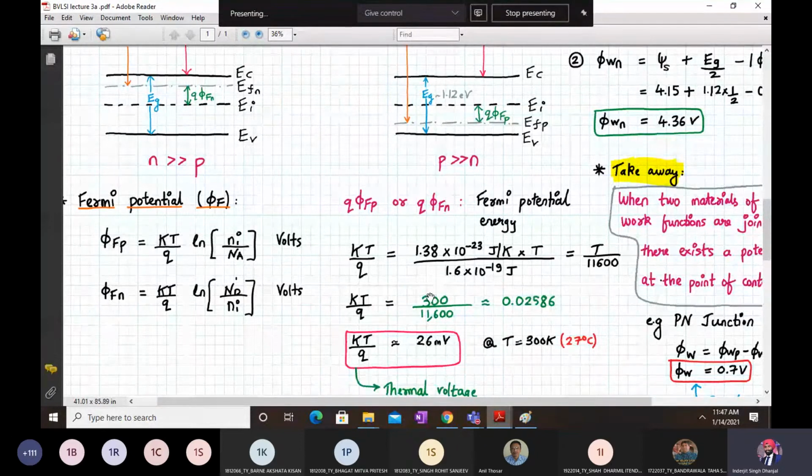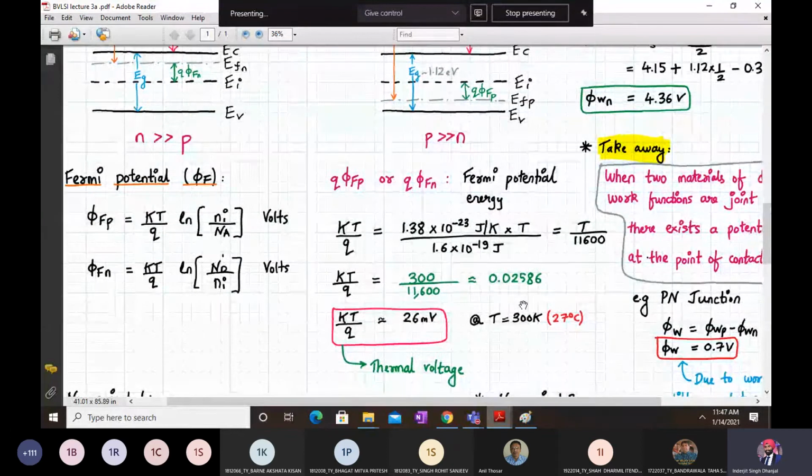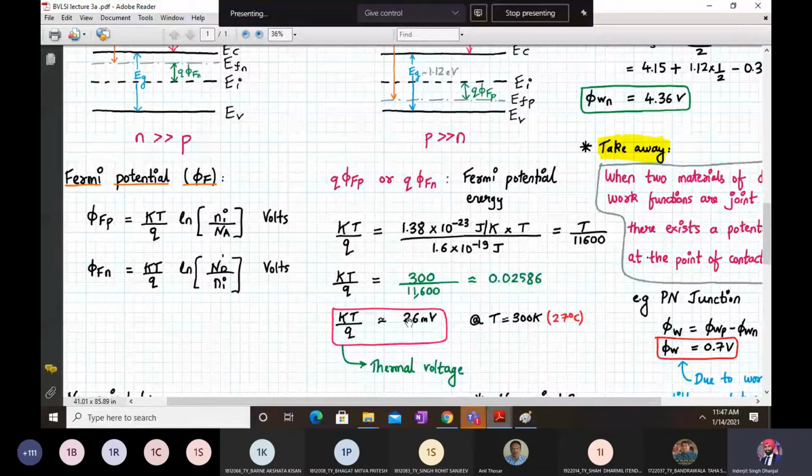Never believe any value which is written over here. You yourself check in a calculator. Is it coming out to be a number similar to this? Please type in the meeting chat. So kT by Q at room temperature, that is 300 Kelvin or 27 degrees Celsius, will be 26 millivolt. I am getting the responses. Yes, so good. You are getting the same number. We are approximating it to 26 millivolt.